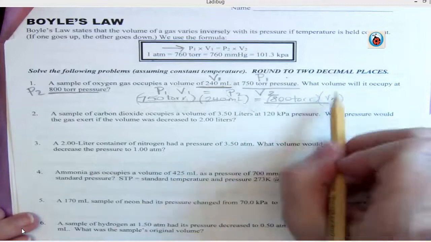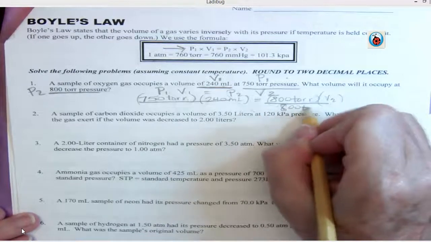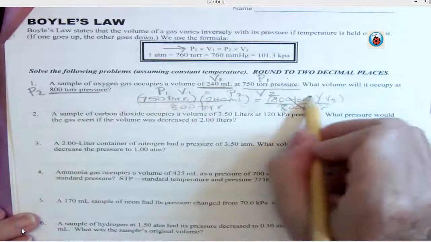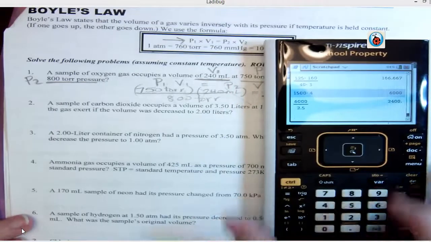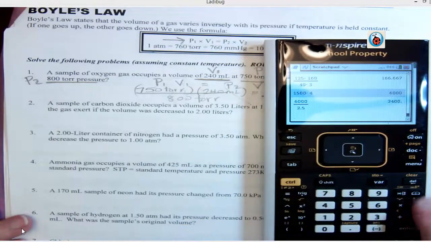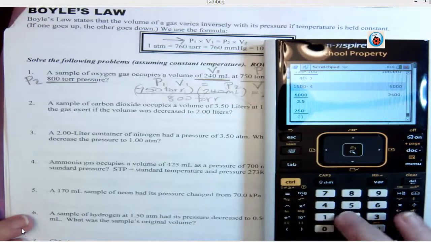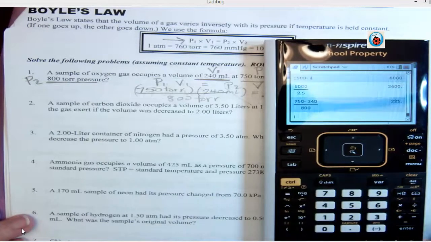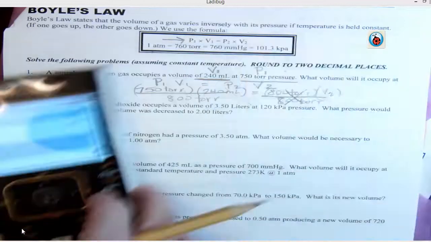All right, so if we want to solve for V2, we need to get it by itself. So we're going to have to get rid of what? This 800 torr. So we're going to divide both sides by 800. Okay, 800 cancels out. And then here's what we're going to plug into our calculator. Okay, so let's do that. We've got 750 times 240. And then on the bottom, we've got 800. And you can just hit Control Enter, and it will come out in a decimal. All right, and there we've got 225.